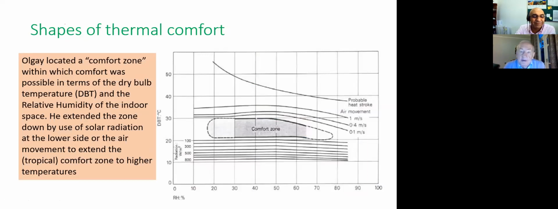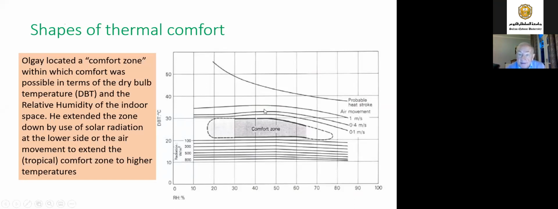The other graphical representation was the well-known comfort zone of Olgay. Again, he was doing it in terms of the dry bulb temperature and the relative humidity. These were the things he saw as important. And what he was trying to do was to show how there's a zone in the middle of the temperature range, generally between 20 and 30, and this is designed for hot climates. So 20 to 30 was the sort of area where people were used to being comfortable.